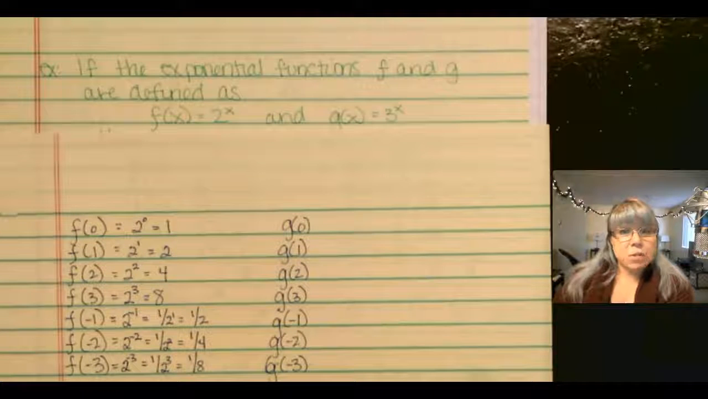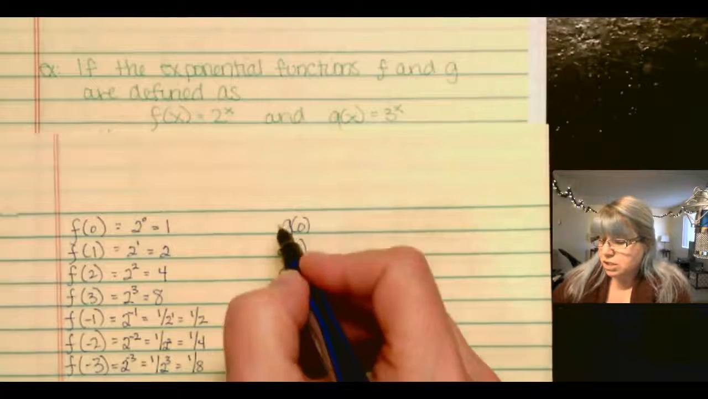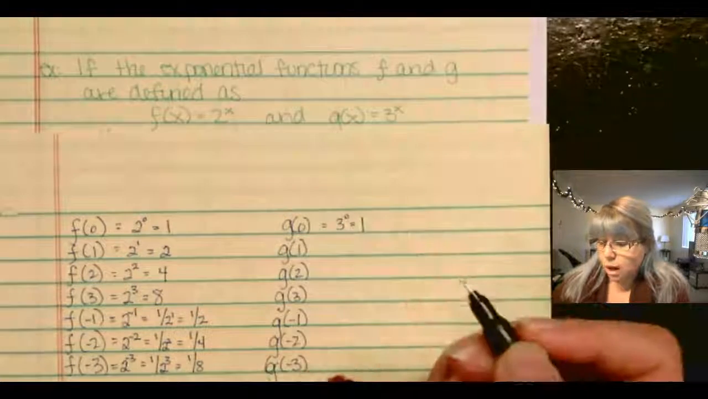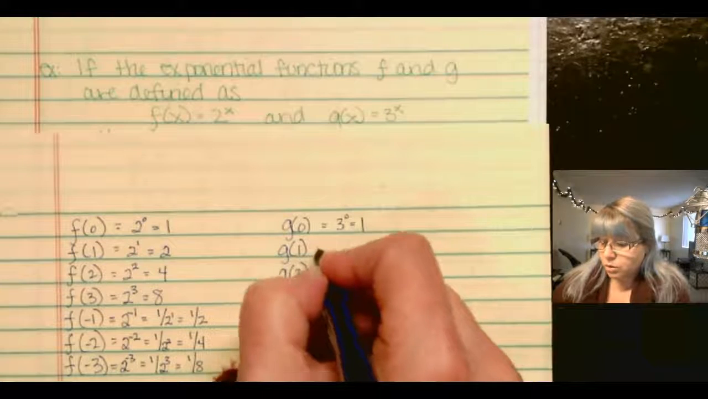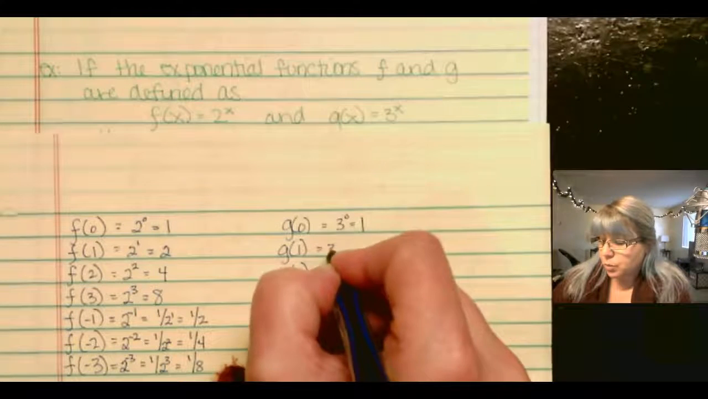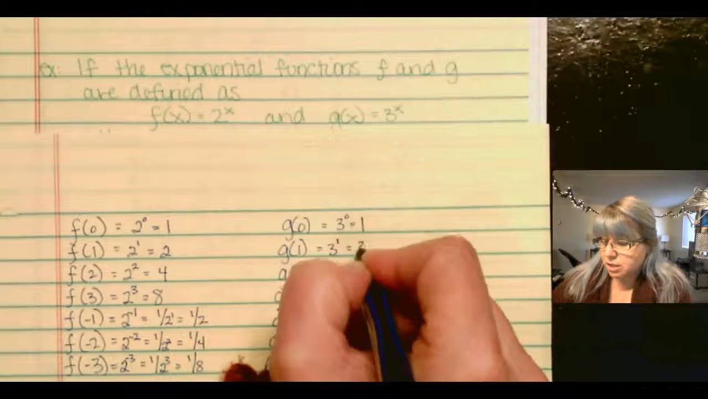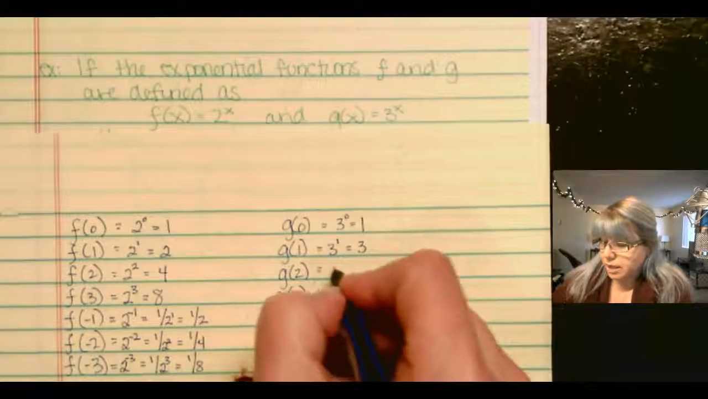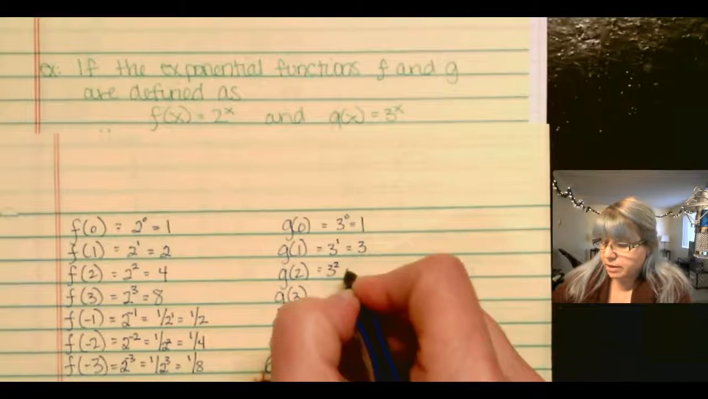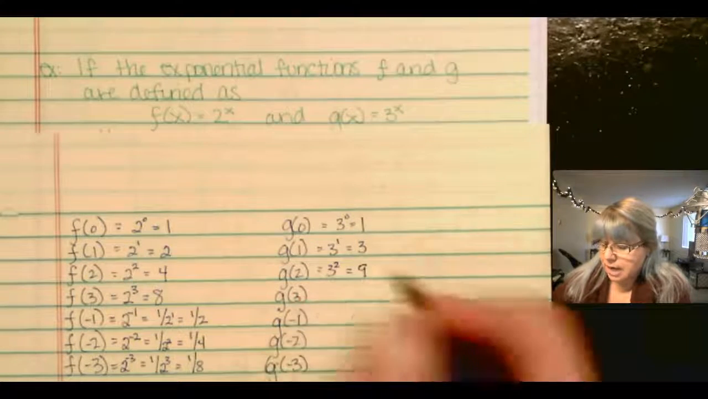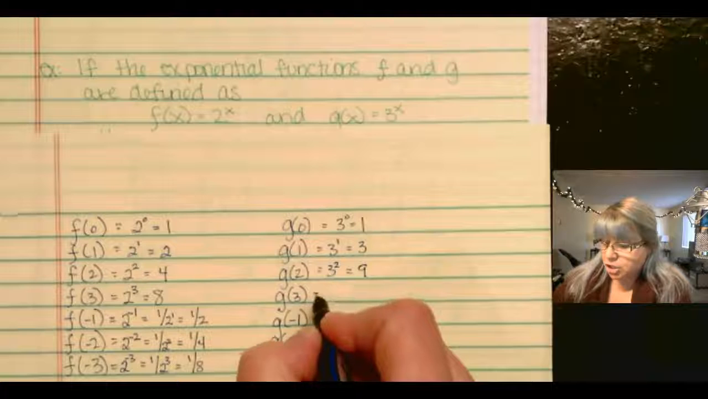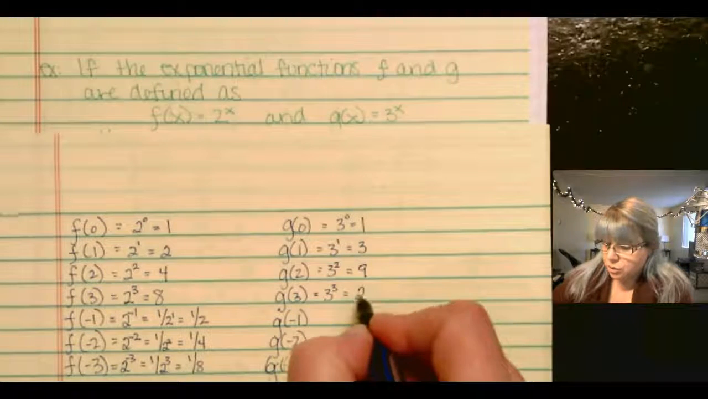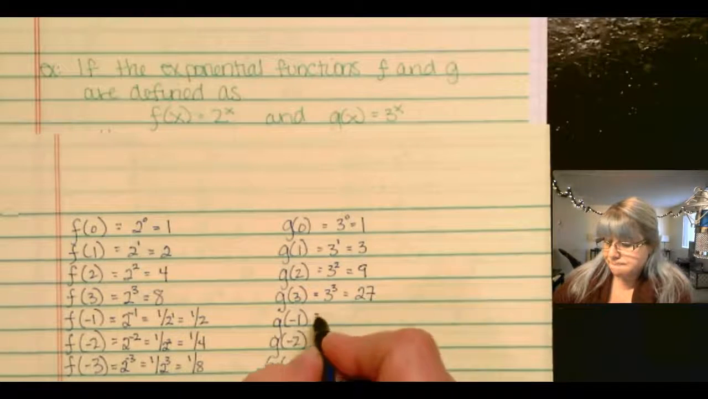So let's try these out for g of x. So g of 0 will be 3 to the 0, in other words, 1. G of 1 will equal 3 to the first, which is 3. G of 2 is 3 squared, in other words, 9. G of 3 is 3 cubed, which is 27.